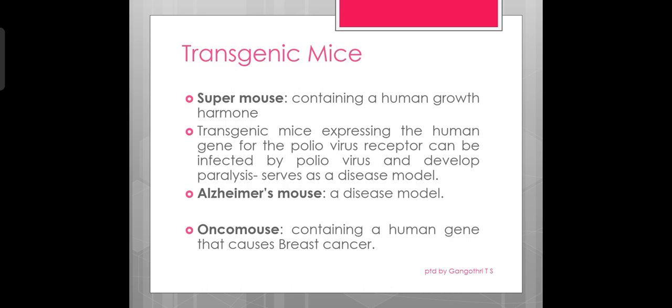Transgenic mice. I have already told you about the supermouse, that is it contains a human growth hormone. Next one is transgenic mice expressing the human gene for the poliovirus. The poliovirus receptor gene is expressed in transgenic mice so that they can be infected by poliovirus and develop paralysis. So it serves as a disease model.